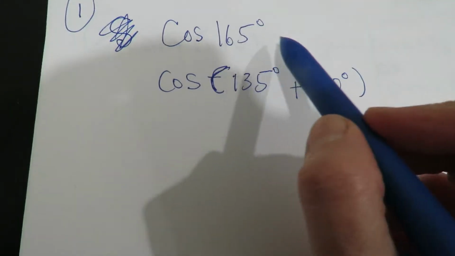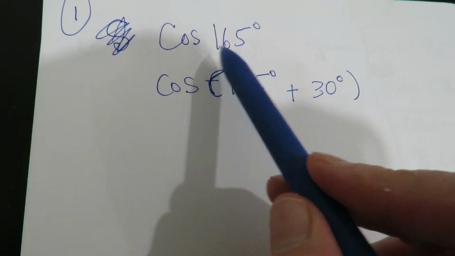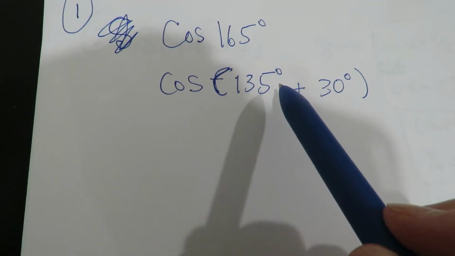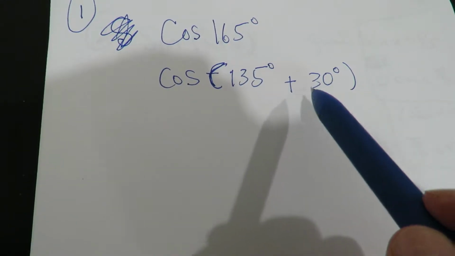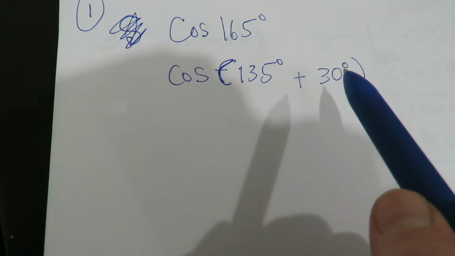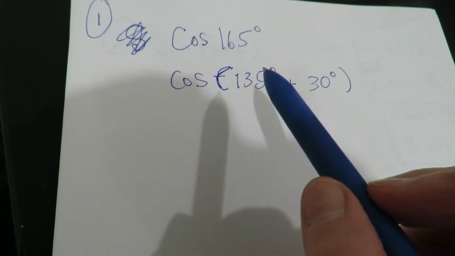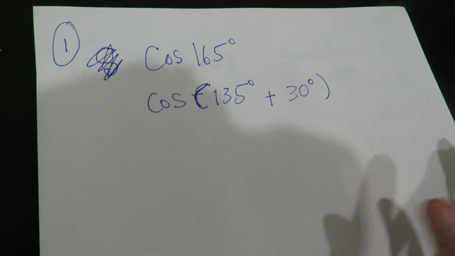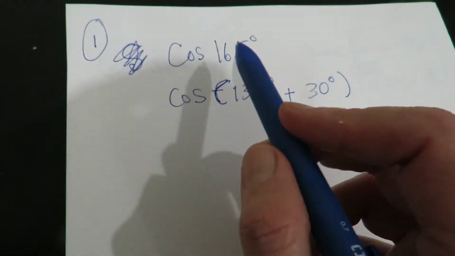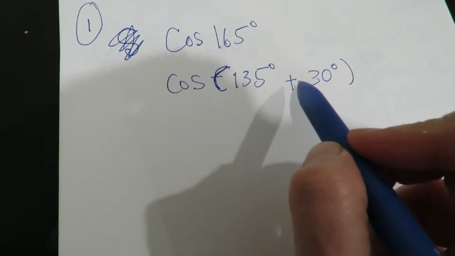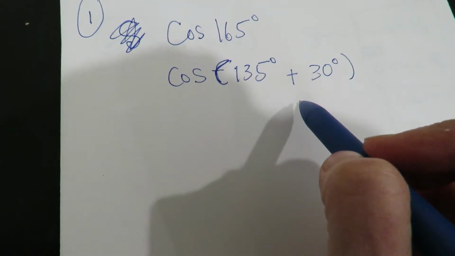When you do one of these questions, the first thing you want to do is break it down into angles that are either something you can do a reference angle with or the unit circle. It's either going to be the unit circle or one of the two triangles. So 165, we're going to break it down into 135 and 30.